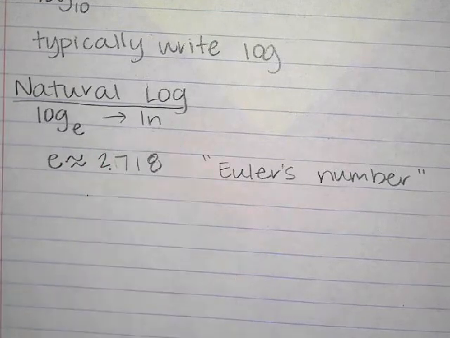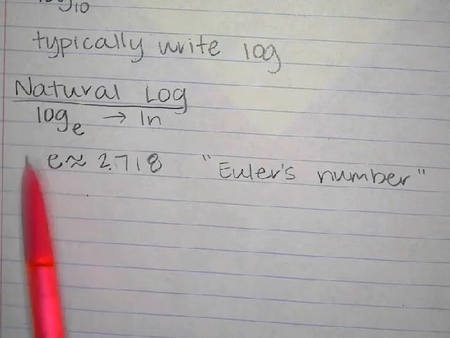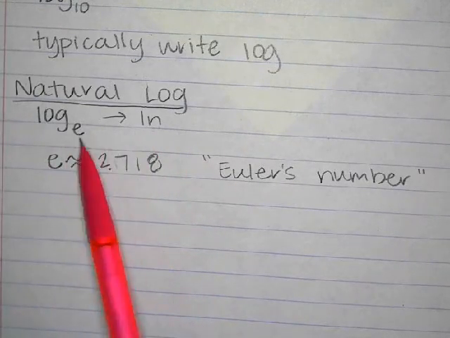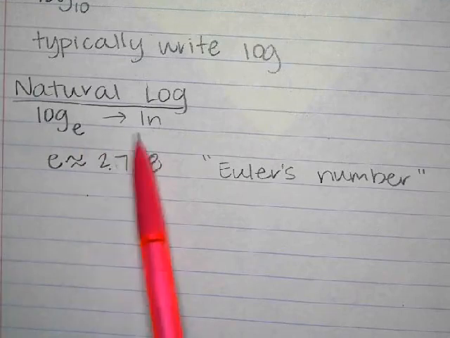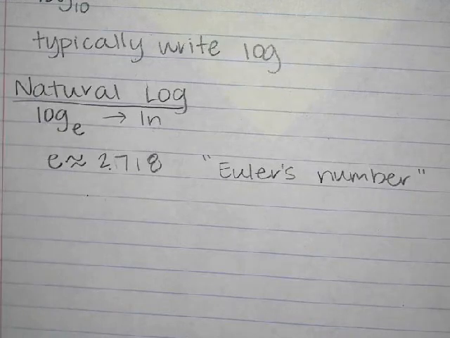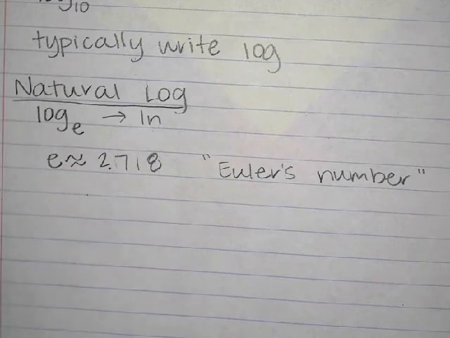Okay, now students are always intimidated by this one, but by the time you get into higher level mathematics, every other log has disappeared. They don't deal with log base 10, they don't deal with log base 2, they don't deal with log base 5. It is exclusively log base E. They do LN for every single problem. So try not to be intimidated by it. Just remember it's an E, and E just happens to be a decimal.